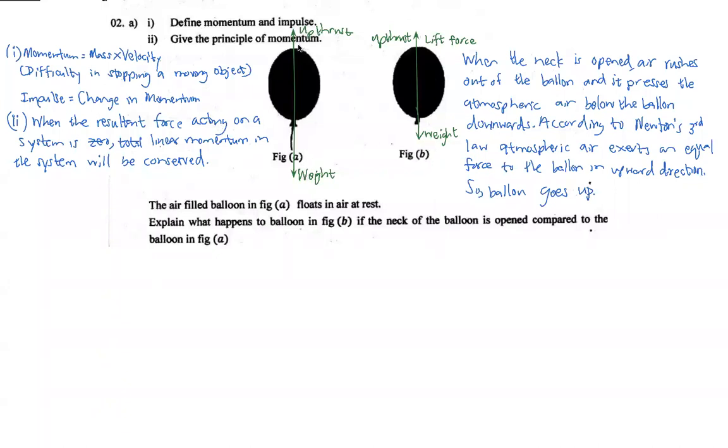So earlier, weight is equal to upthrust. We will learn about upthrust later; there's an equation for it, not now. We'll be studying that very soon. Here there's an additional force created by air. The air which ejects out of the balloon is pushing the atmospheric air below the balloon downwards. So the atmospheric air will push the balloon upwards, and that is the lift force. Because of that lift force, the balloon will go up.